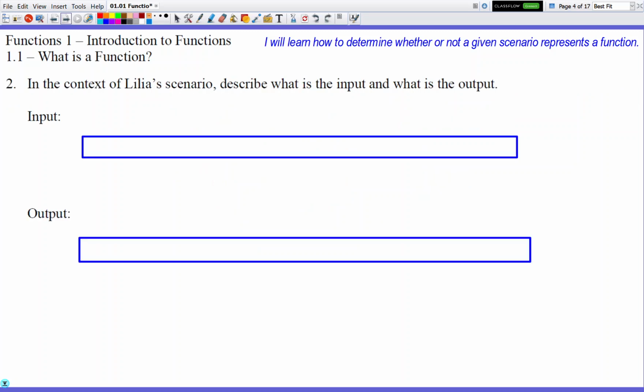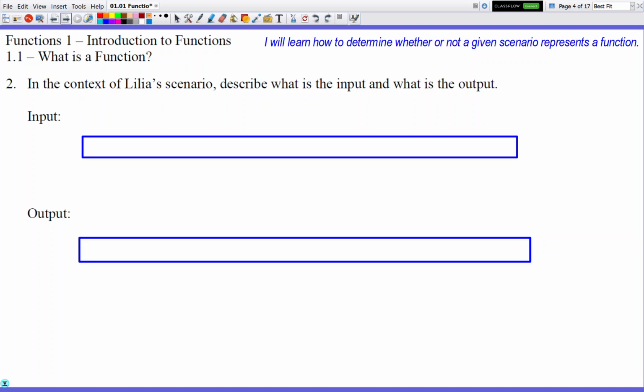Next slide. So in the scenario of Lilia, what would be described as your input? What are we plugging in? What is the one thing that's changing from one problem to the next? It's not going to be the amount of data that we used in the month so far. What are we using to get that different number? What do we use to get 50 and 90 and 200 as our answers? What number do we use to get those three different answers or outputs?